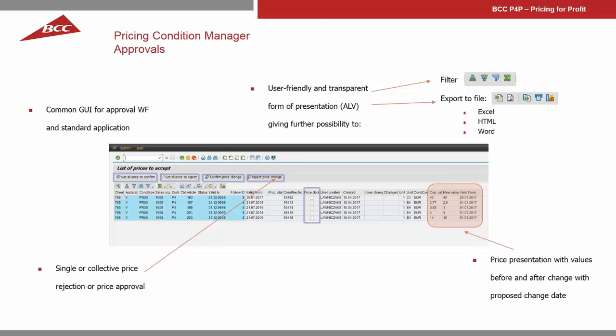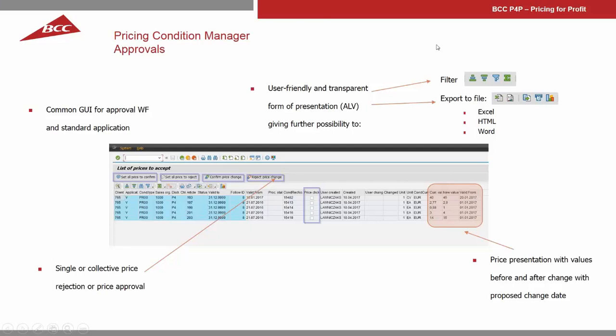When you see the details of the price change proposal, the user responsible for the acceptance, for the approval, in a clear and accessible manner, in the form of an ALV grid, as seen on the screenshot, receives information about the price proposals to be confirmed. So we see here the current value from the system, the proposed value, and the proposed validity date. For example, in the case of this condition record, it should be valid from 20th January 2017.